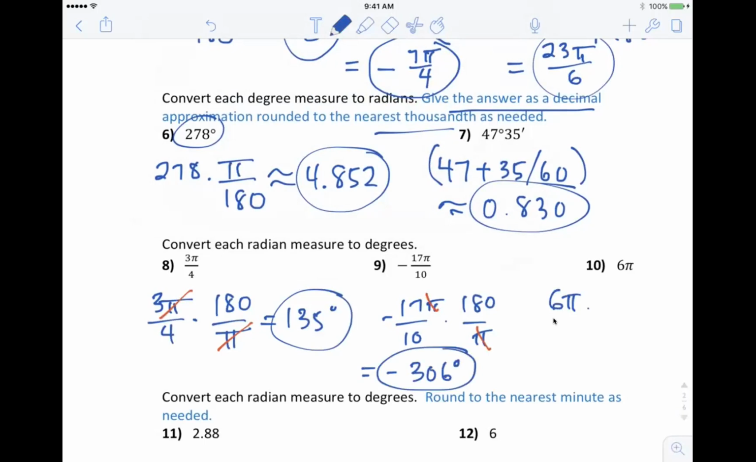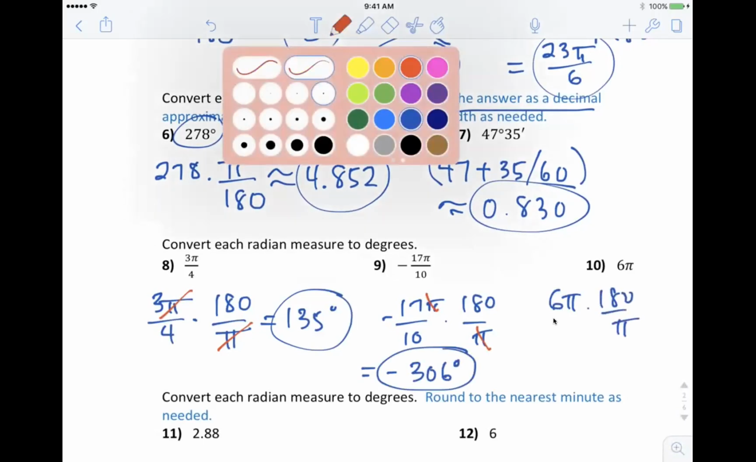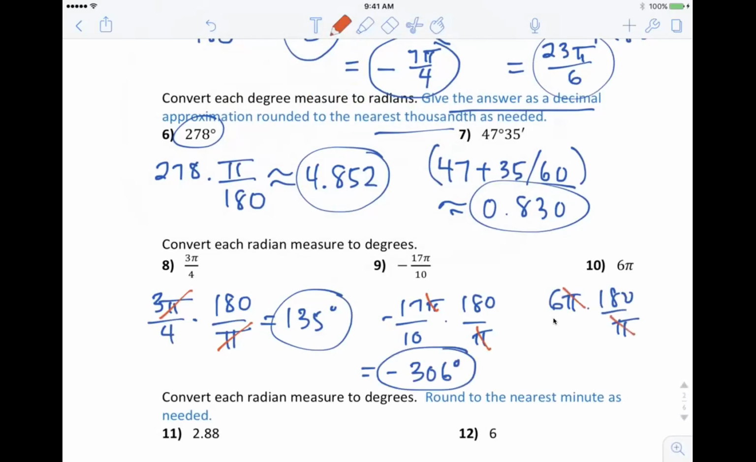Finally, 6 pi. 6 pi times 180 over pi. Get the red. Cancel those pi's. If it helps, think of this as over 1. Right? So there's nothing to divide by. It's just 6 times 180. So 6 times 180 is 1080. So we're going to do 1080 degrees.